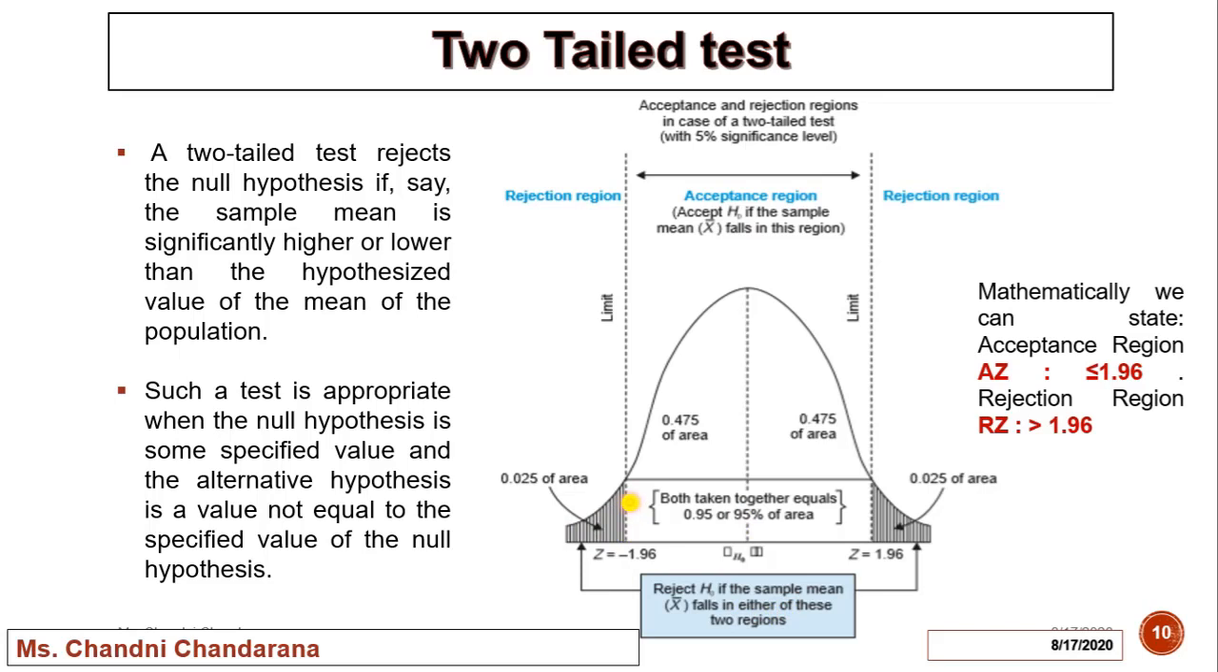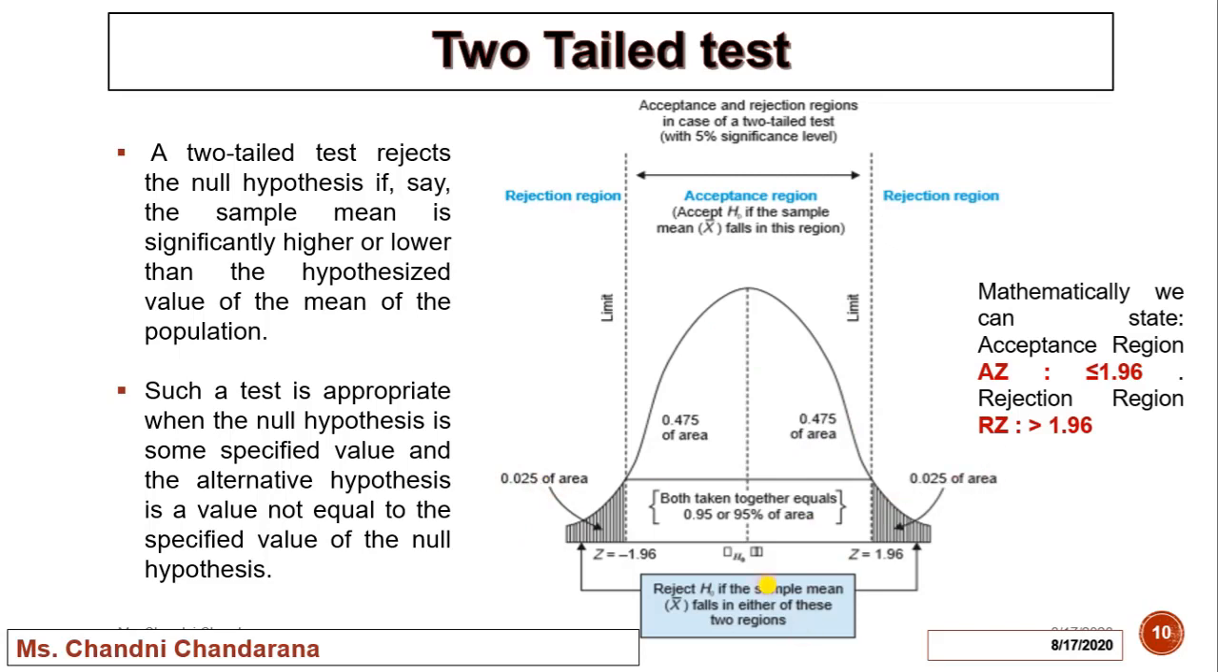But outside of this region, it will be rejected. So now see, both taken together equal 0.95 or 95% of the area. Meaning here you can say this area is 95% and this is 5%, meaning 2.5% and 2.5%.